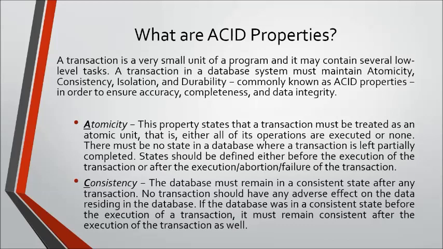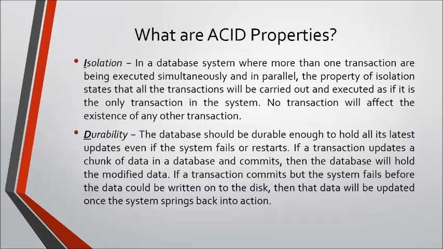If the database was in a consistent state before the execution of a transaction, it must remain consistent after the execution of the transaction as well. Next, we have the I or isolation. In a database system where more than one transaction are being executed simultaneously and in parallel, the property of isolation states that all the transactions will be carried out and executed as if it is the only transaction in the system. No transaction will affect the existence of any other transaction.